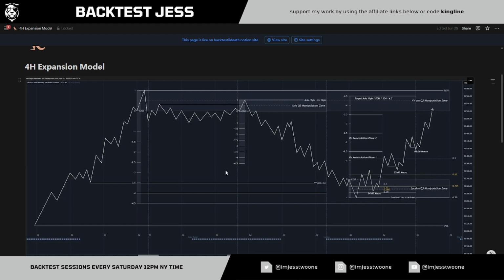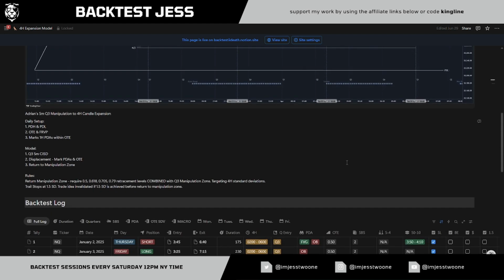That's the basic idea. Now, the way we approach this model is as such. We are marking out previous day high and low. We are marking out OTE and fixed range volume profile within that previous day high to low. So if the previous day closed bullish, we're marking it out from previous day low to previous day high. If the previous day closed bearish, then we're marking it out from previous day high to previous day low, following the direction of the previous day's close. We are marking 1-hour PD arrays within the OTE area, and then we are waiting for a 5-minute Q3 change of state of delivery to occur.